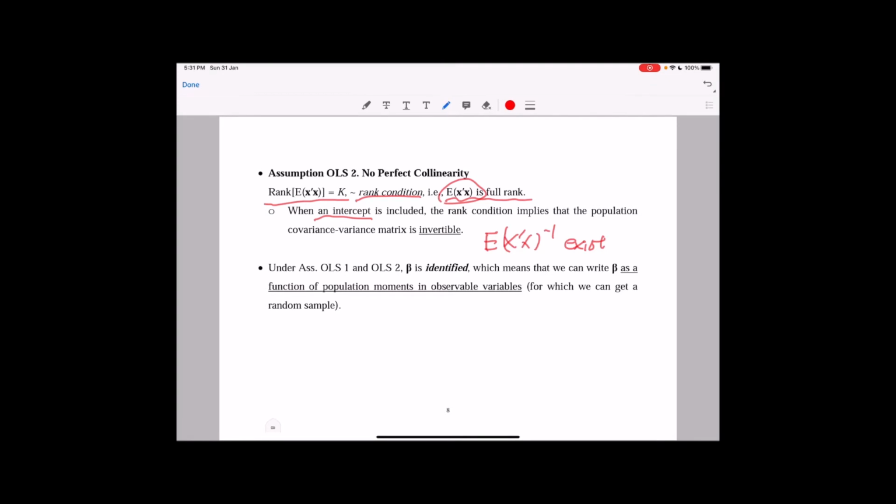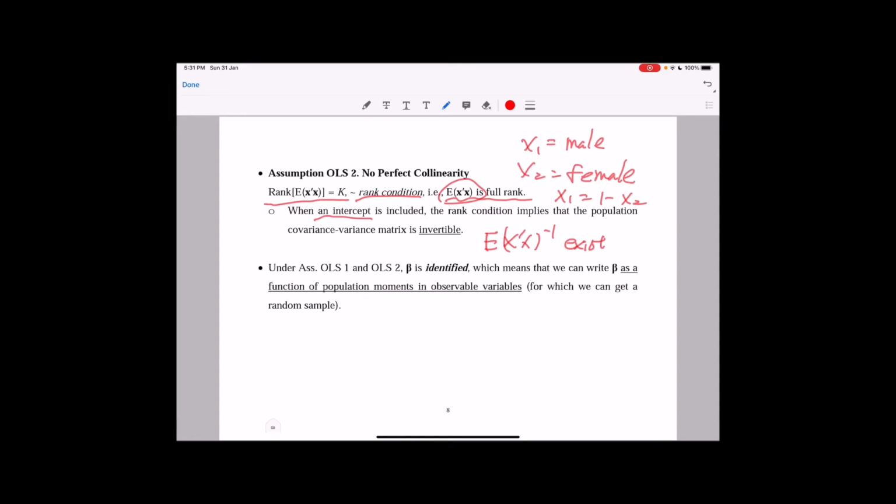The rank condition means that you cannot have one variable be a linear combination of other variables. For example, you cannot put, say, x1 is male and x2 is female, both in one regression. Apparently, x1 is perfectly collinear with x2, because x1 equals 1 minus x2. So you cannot put both inside.